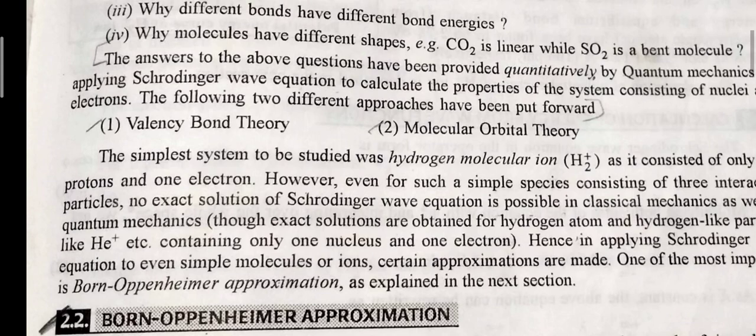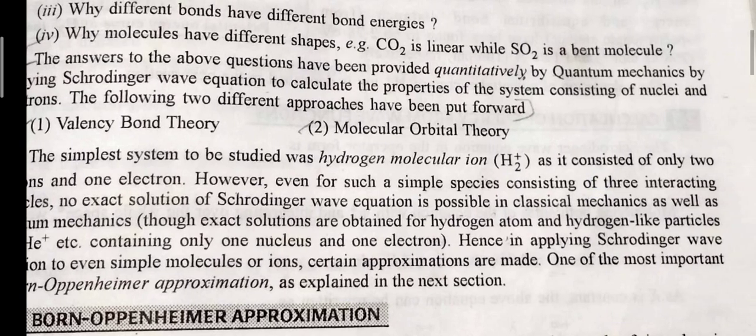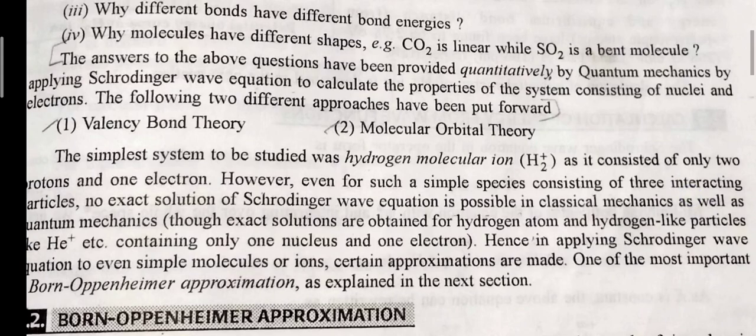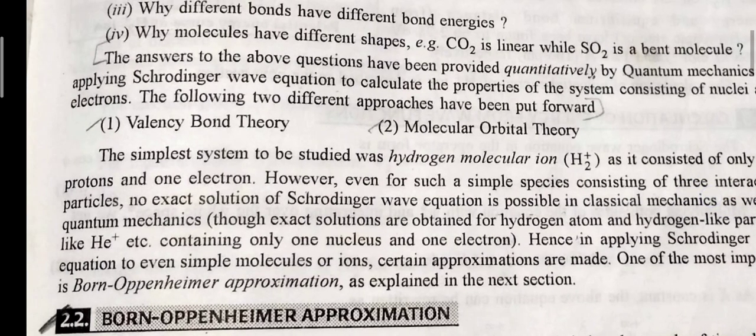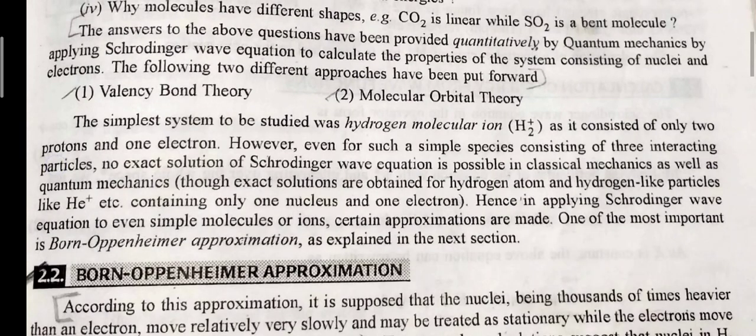The simplest system to be studied was the hydrogen molecule ion, H2 positive, as it consists of only two protons and one electron. However, even for such a simple species consisting of three interacting particles, no exact solution of the Schrödinger wave equation is possible in classical mechanics as well as quantum mechanics.